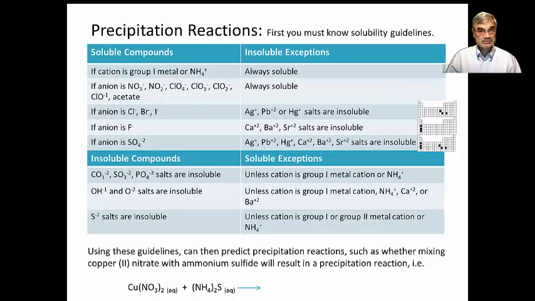Okay, so the O2- is not existing as a species in aqueous solution because it's part of an insoluble ionic compound. And lastly in this table, sulfides, S2-. S2- salts or ionic compounds are insoluble unless, again, the first rule applies, the metal cation comes from group 1A or is ammonium, or if the metal cation comes from group 2A. So those are solubility rules.